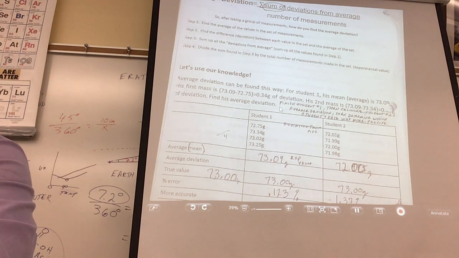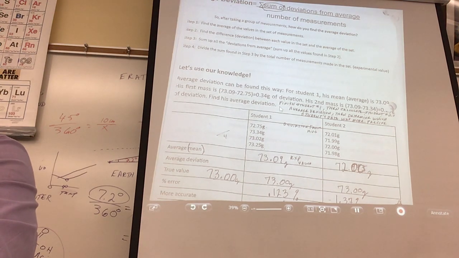So which student is more accurate? The one with the smallest percent error. Ding, ding, ding, ding, ding. Everybody get that? Now, I don't think that one's as hard. I don't think percent error is hard. We're going to use that all year.